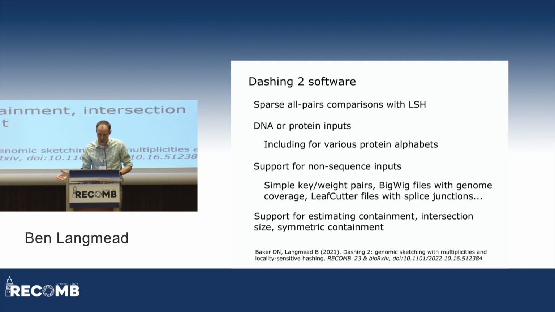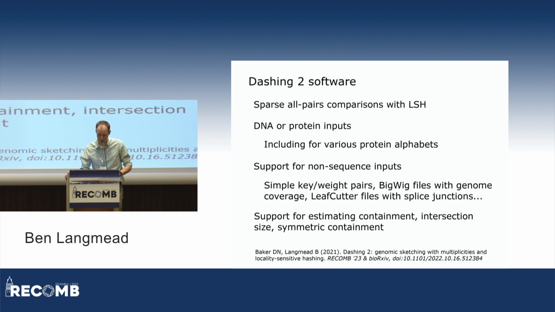Finally, to describe a few features of the software, part of the title of this talk and part of the title of the paper is about a larger sort of locality-sensitive hashing scheme that we put on top of this method to make it easier to do all pairs comparisons while rapidly filtering out comparisons that are liable to have low Jaccard similarity. I did not have time to talk about that today, so sorry, even though it's in the title. Dashing 2 can take DNA or protein inputs, including protein reduced alphabets, which can be helpful for more distant homology of proteins.